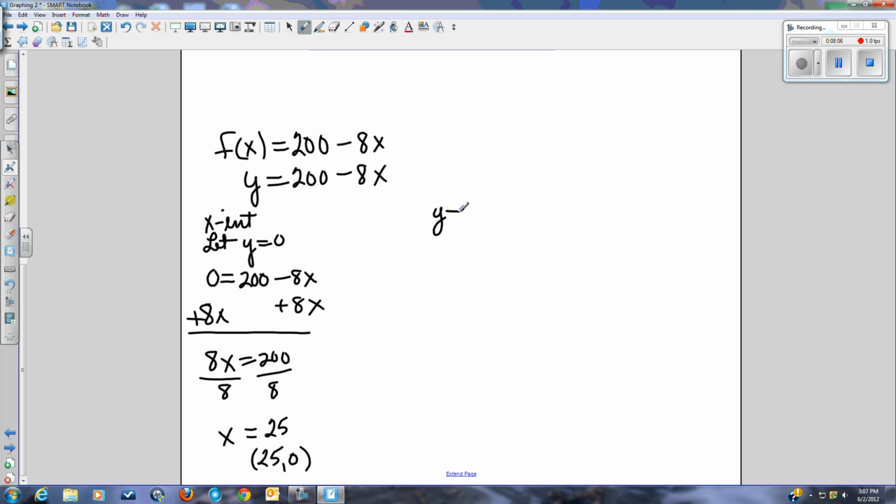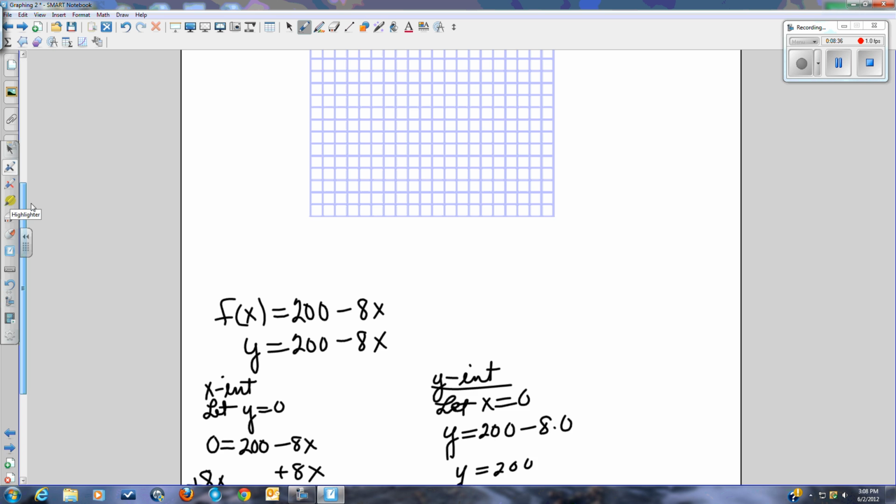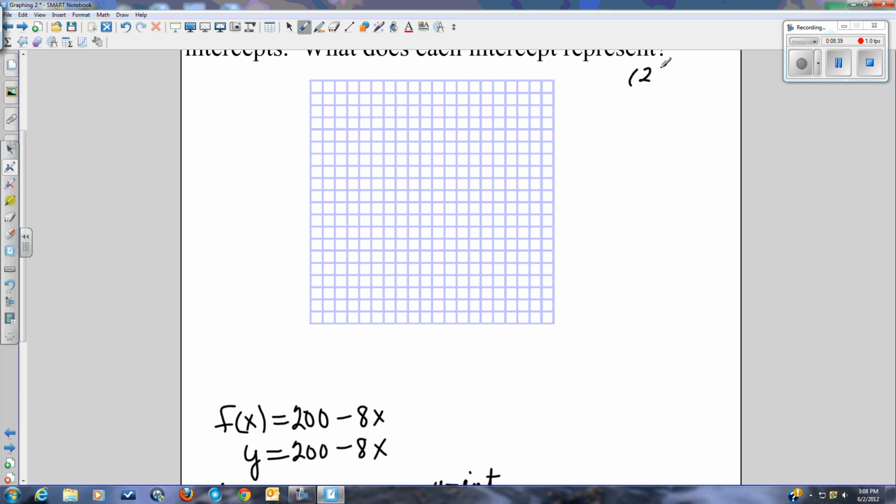And then now for our y-intercept, we want to let x equals 0. So we have y equals 200 minus 8 times 0. So y is just equal to 200. So that gives us the y-intercept of (0, 200). So we need to graph those points (25, 0) and (0, 200).